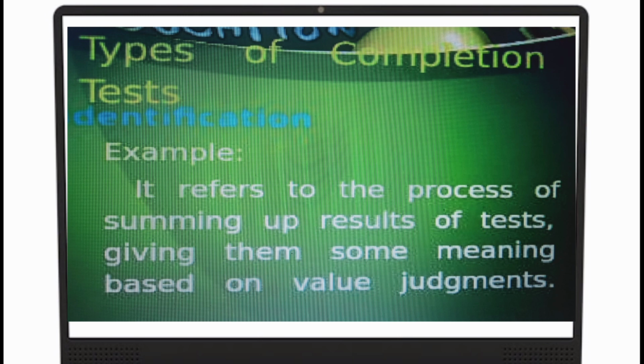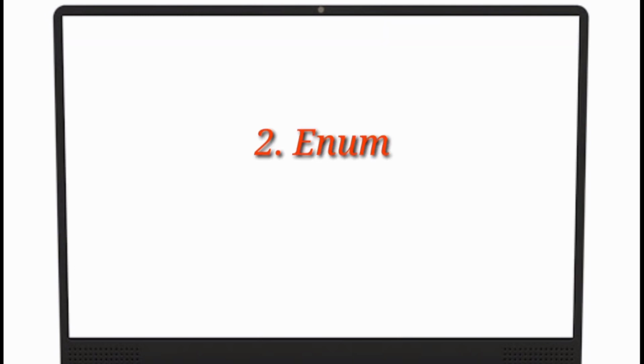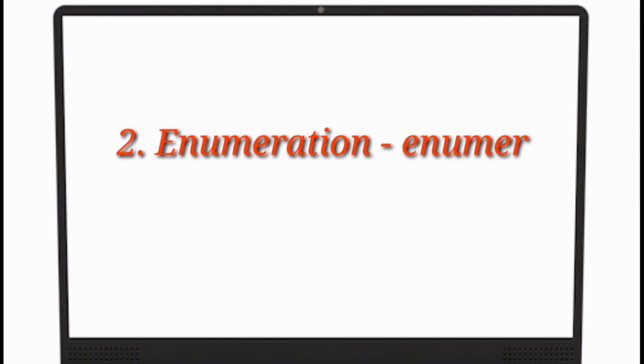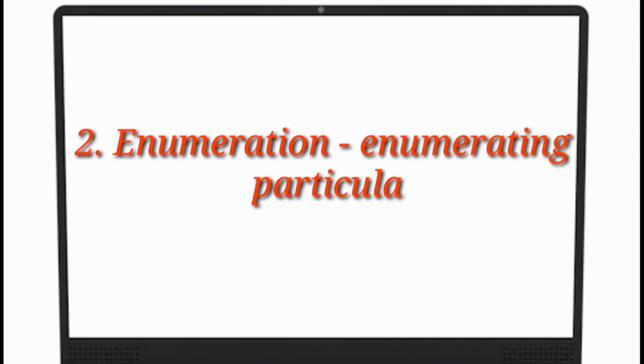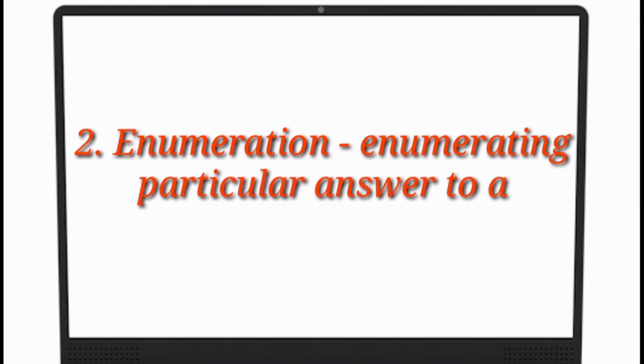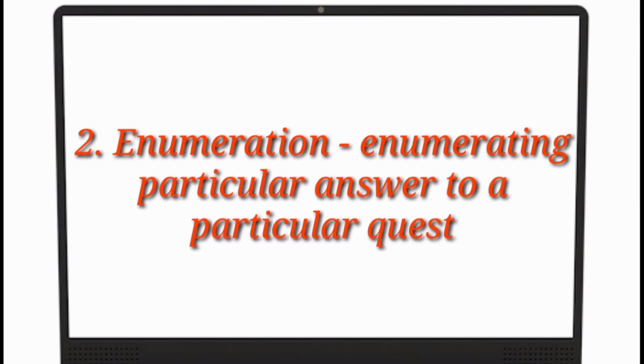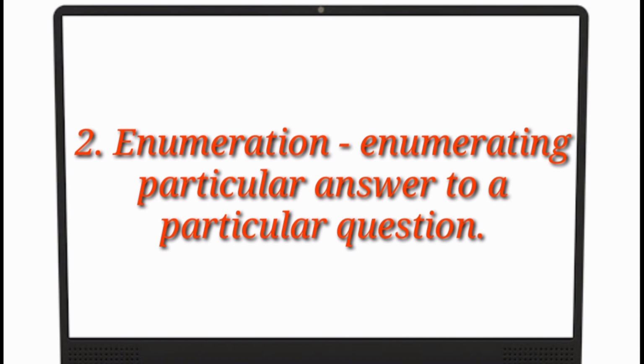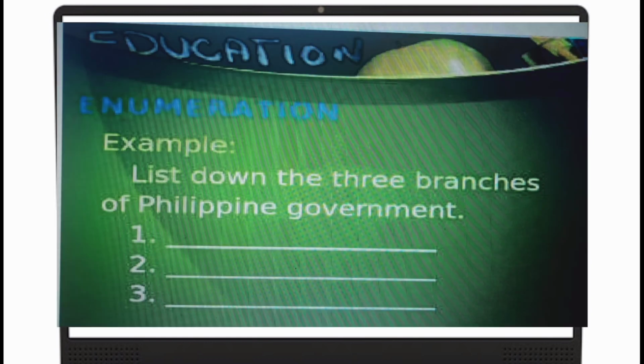So let's move forward. Number 2, this is the enumeration type of test. In here, we are enumerating particular answers to particular questions. It doesn't only require one answer, but instead it is more than one answer. Let's take, for example, list down the 3 branches of Philippine government. In that given example, we are not just required one answer, but more than one. So that is under enumeration.